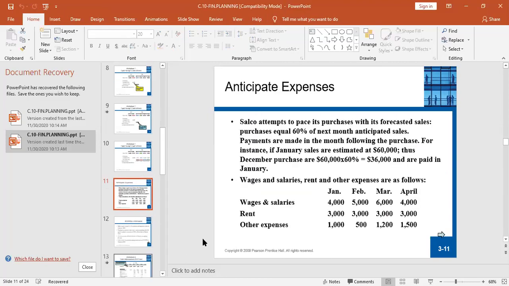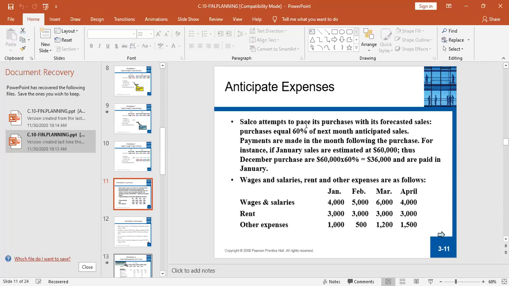Okay, so the first one that you have to bear in mind about the cash disbursement is the purchases. So what is the purchases? Purchases is your cost of goods sold. Okay, what is the material that you use to buy your material so that you can sell back the product. All right, so this is the information given to you regarding the purchases.